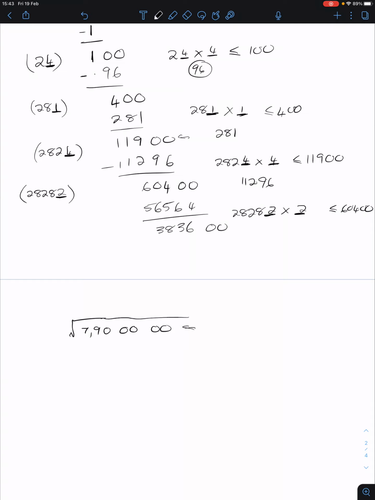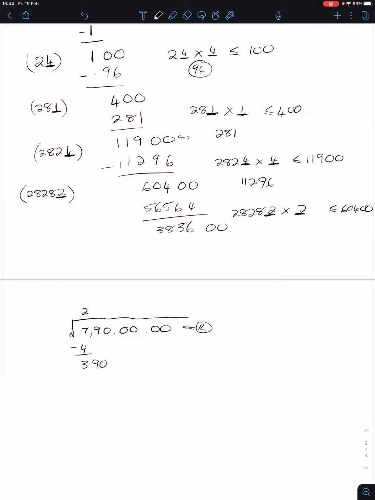So you pair them up from the right hand side. 2, 2, 2. So, okay, 7.9. Something times itself that is less than or equal to 7, and that will be 2. 3 will be 9, so that's too much. 2 squared will be 4. If you subtract, you get a 3. Then you bring down the next digits.